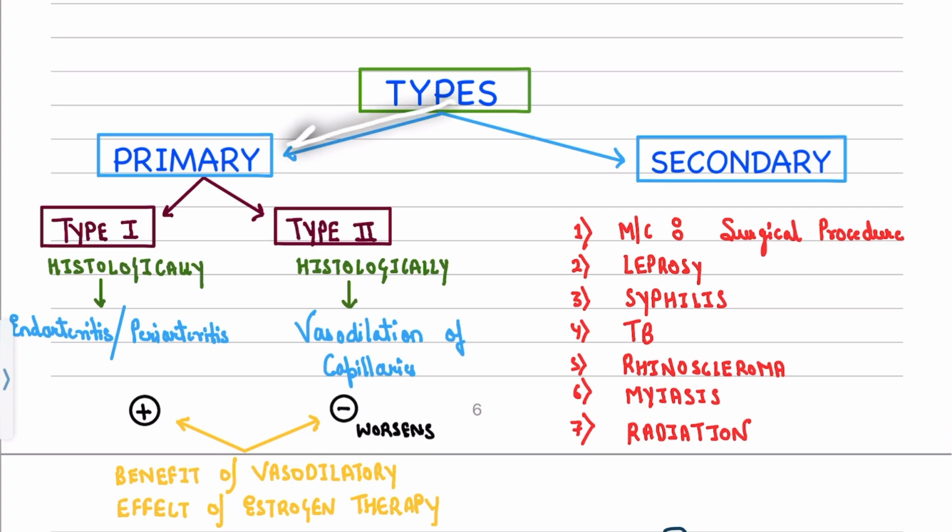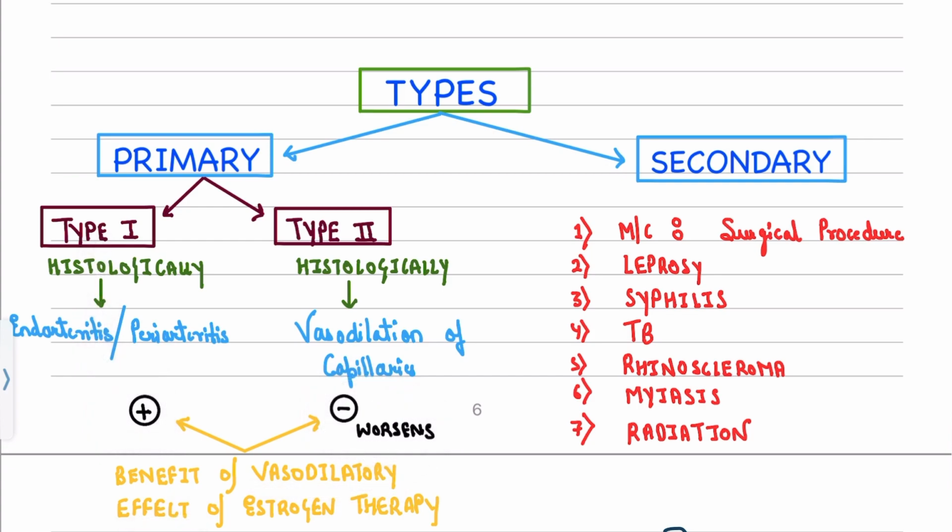So let me repeat this again. Atrophic rhinitis is of two types, primary and secondary. Primary is further of two types on the basis of histology. In type 1 we see endarteritis and periarteritis. In type 2 primary we see vasodilation of capillaries. And on giving estrogen therapy and its vasodilatory effect, in type 1 there is ease of signs and symptoms, whereas in type 2 signs and symptoms worsen due to the vasodilatory effect.